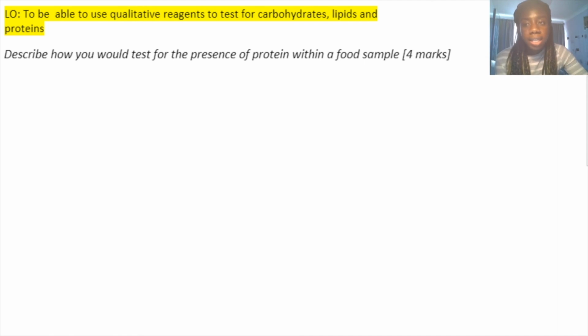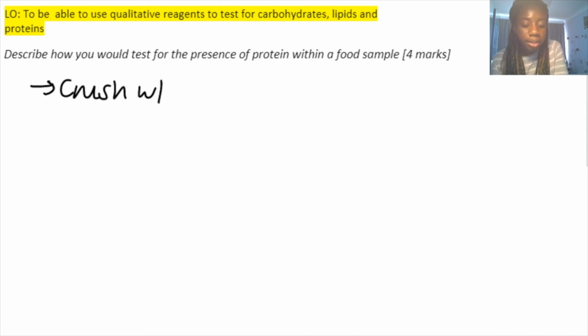For our second worked example question, make sure to pause the screen and give it a go, and then I'm going to go through it. So describe how you would test for the presence of protein within a food sample for 4 marks. So let's get started on that one. So first of all, we need to increase the surface area of our food sample. So if we're given a piece of meat, for example, we need to crush that up, and we're going to use a pestle and mortar to do that. So crush with pestle and mortar.